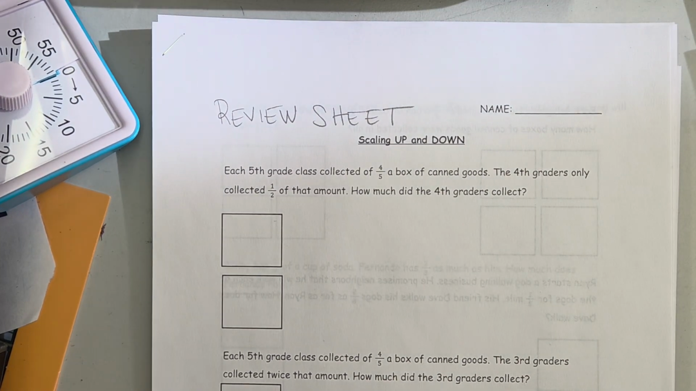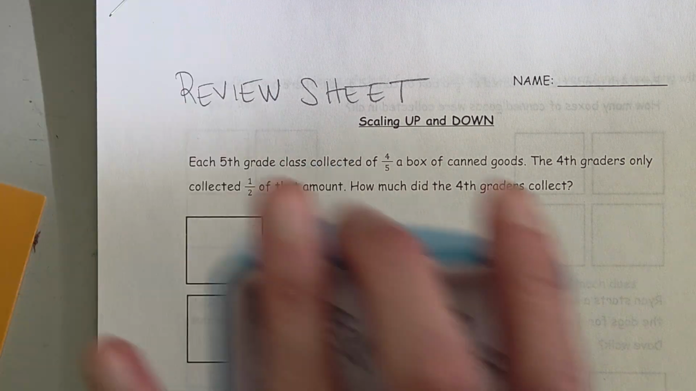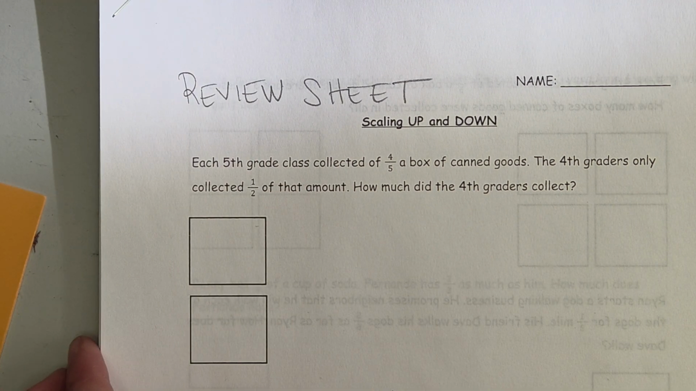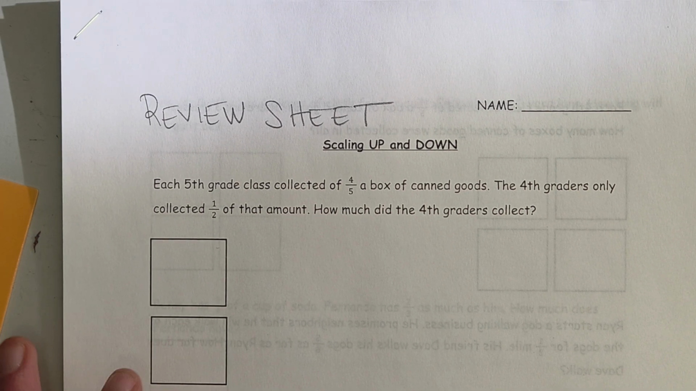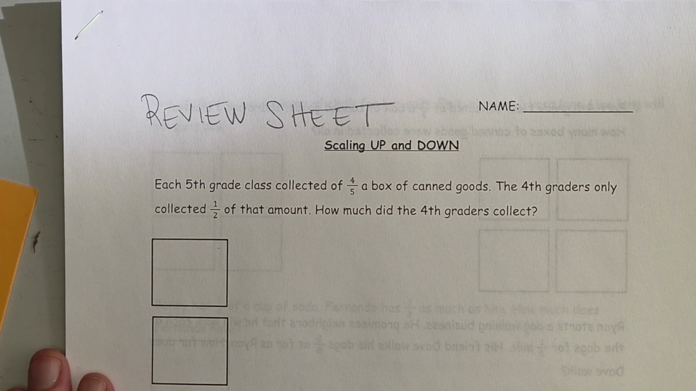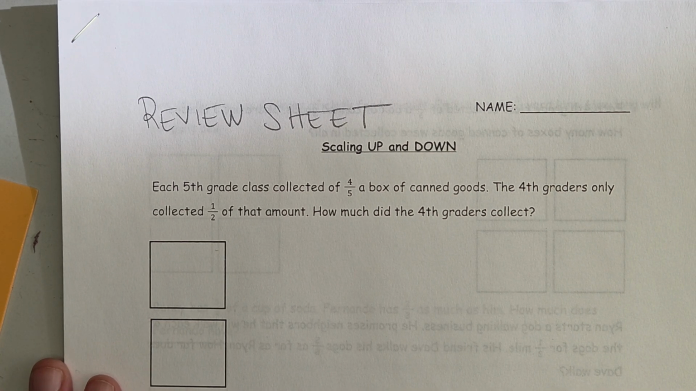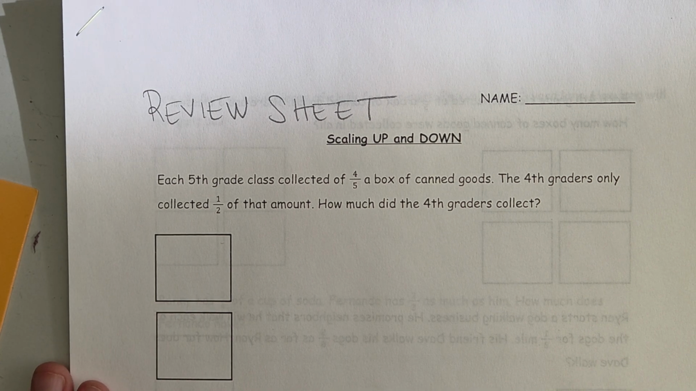Okay, so this is where we review how multiplying numbers by a fraction can scale numbers up and down, meaning that we can make numbers bigger and smaller by using multiplication, which is weird because we always think of multiplying something as making it bigger. But we've been seeing so many different ways that multiplying can make a number smaller, and mainly that's when we multiply it by a fraction.